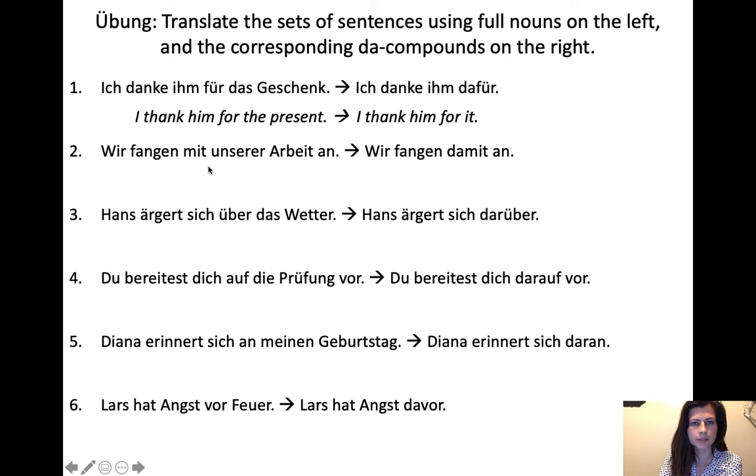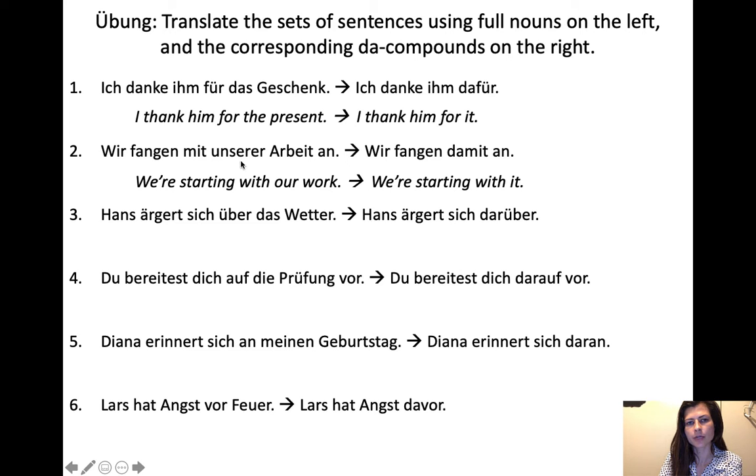Wir fangen mit unserer Arbeit an, which is we're starting with our work. And so mit unserer Arbeit, with our work, and then we're going to replace, instead of saying mit ihr, which would be with plus a feminine pronoun, we're going to say damit instead. Wir fangen damit an, we are starting with it.